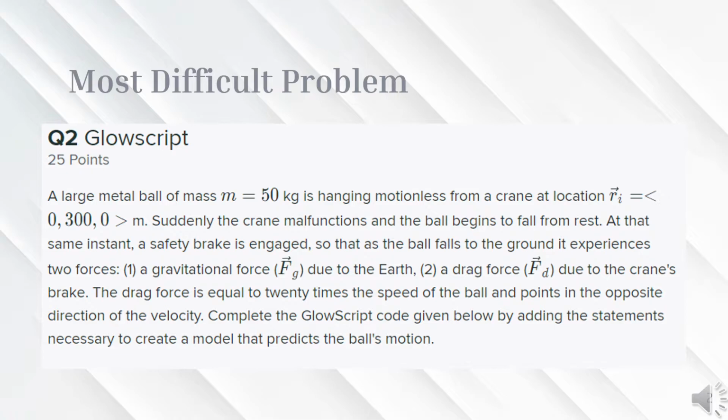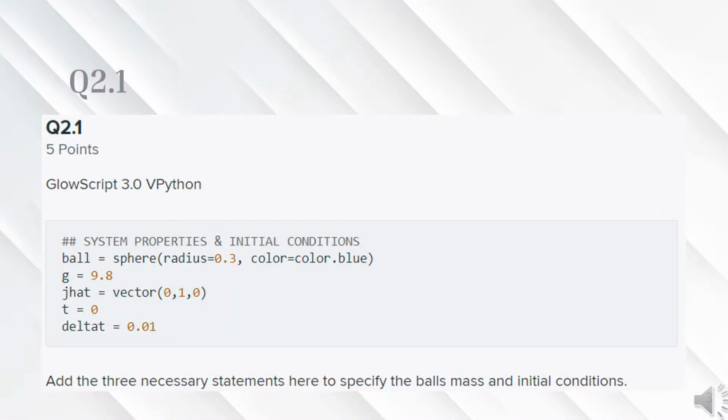Given information about the initial position, 2 forces acting upon the metal ball, and an expression for the drag force, we are asked to complete the GlowScript code in order to predict the ball's motion. The first part of question 2 was about the system properties and initial conditions. We were asked to add the 3 necessary statements to specify the ball's mass and initial conditions.